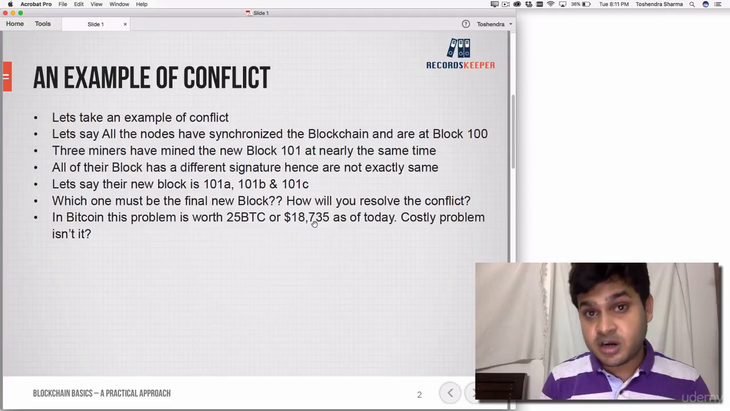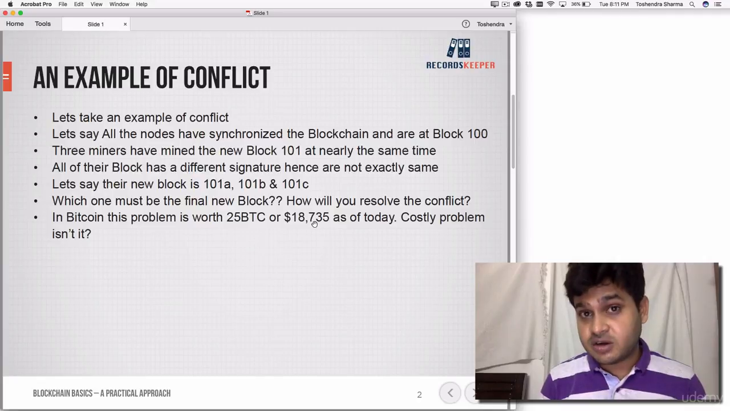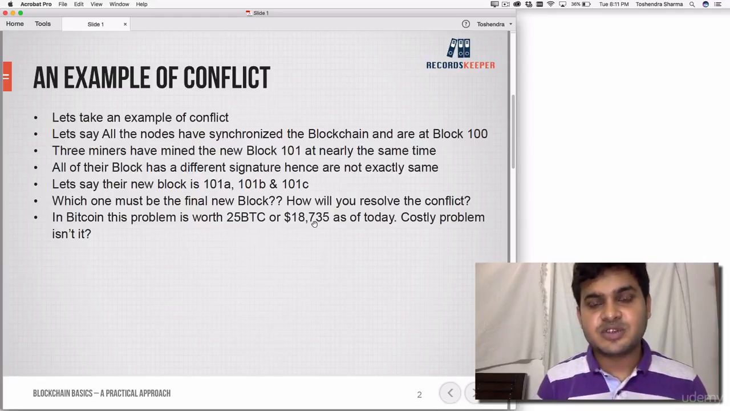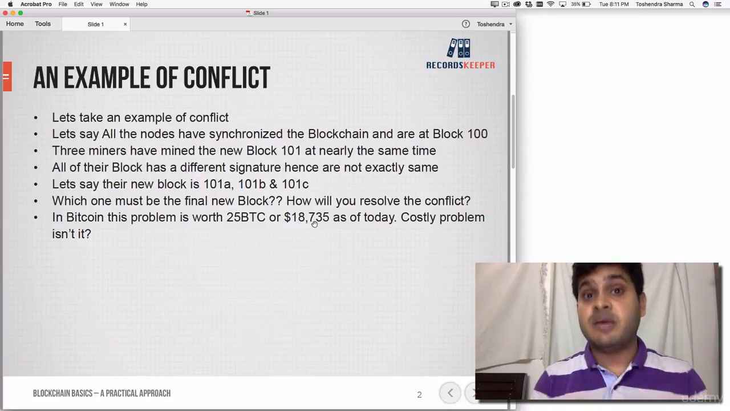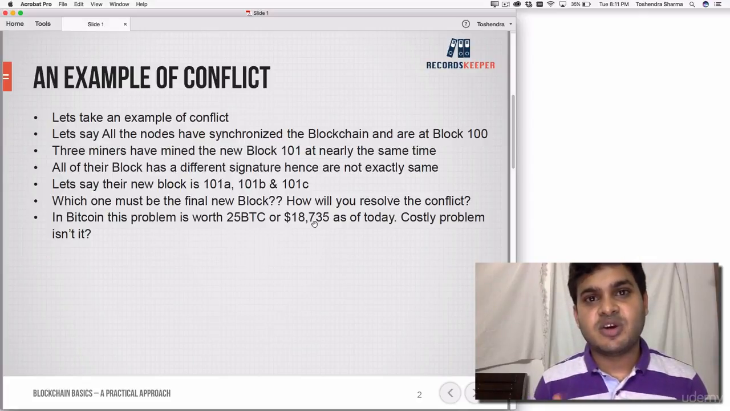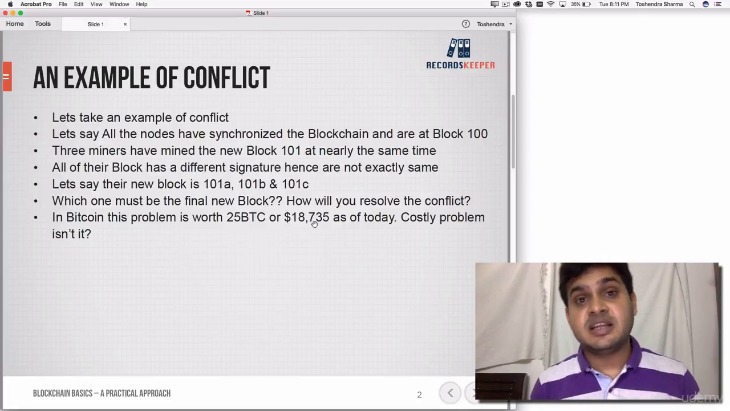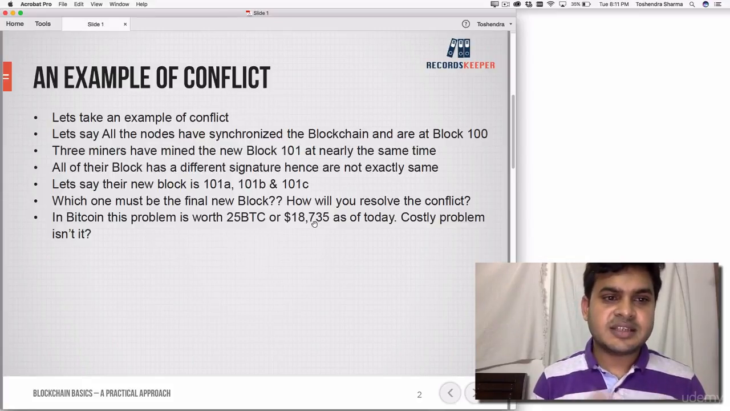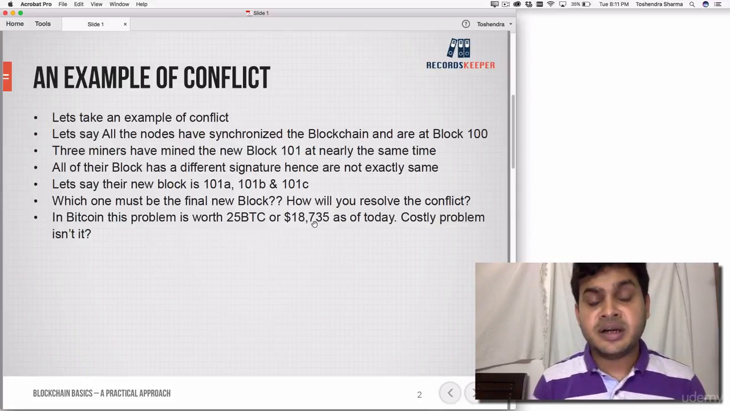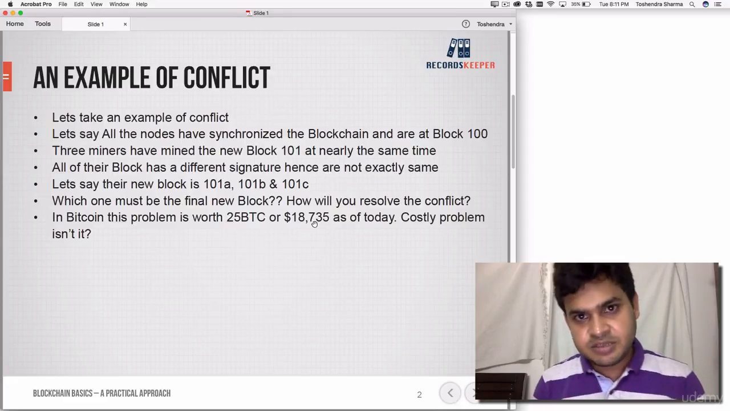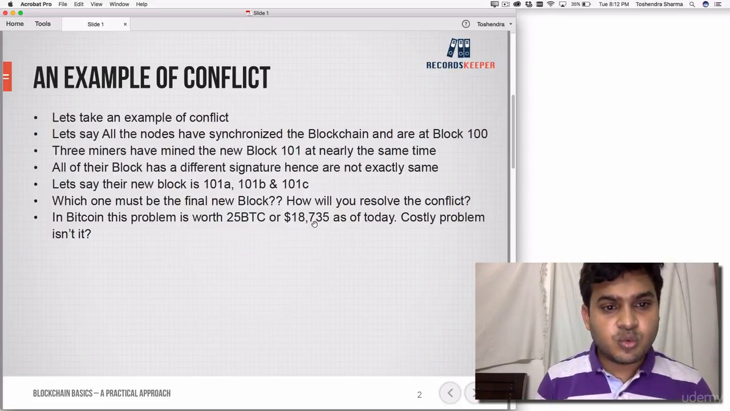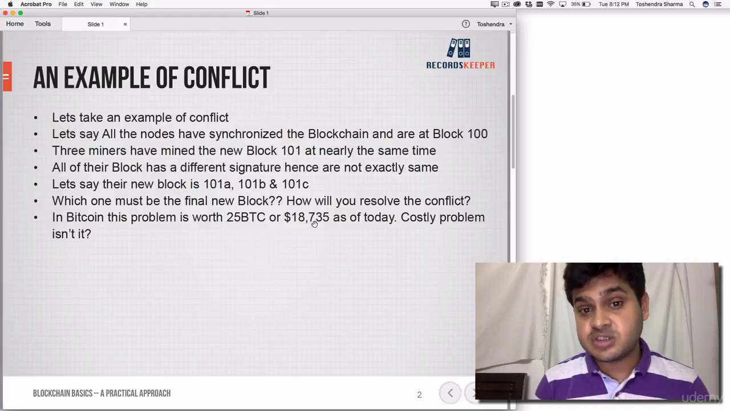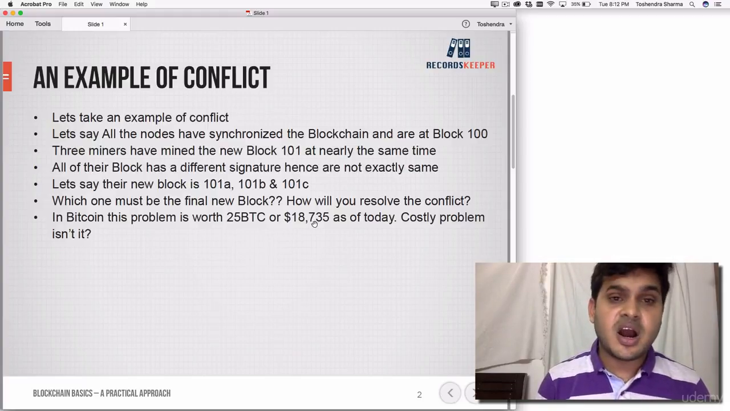Since there is a reward, we need to make sure we are not creating a problem by not offering the reward to the right person. So it has to be logically handled, so that it benefits everyone in the network, not just the miners, because the reward should be given when everybody benefits from that block. Here, let's say the new blocks are 101A, 101B, and 101C. So there are three blocks, A, B, and C, for the same number 101. Which one should be the final new block? That's a conflict, and how will we resolve it?